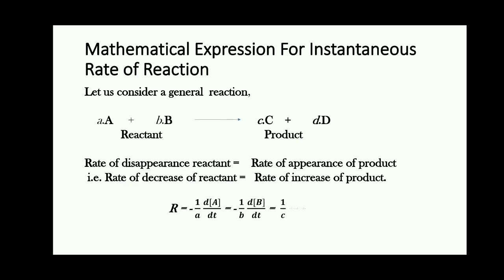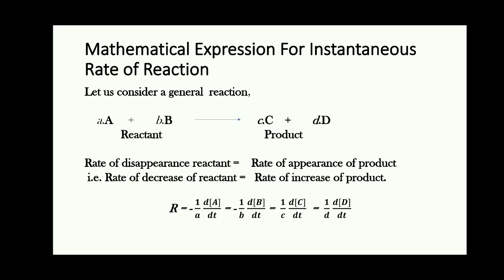Means here the rate of decrease of A is equal to the rate of decrease of B, which is equal to the rate of increase in the product C, which equals the rate of increase of product D. What does it mean here? In the last expression, we have R is equal to minus 1 upon A dA upon dt, which equals minus 1 upon B dB upon dt, which equals 1 upon C dC upon dt, which equals 1 upon D dD upon dt.